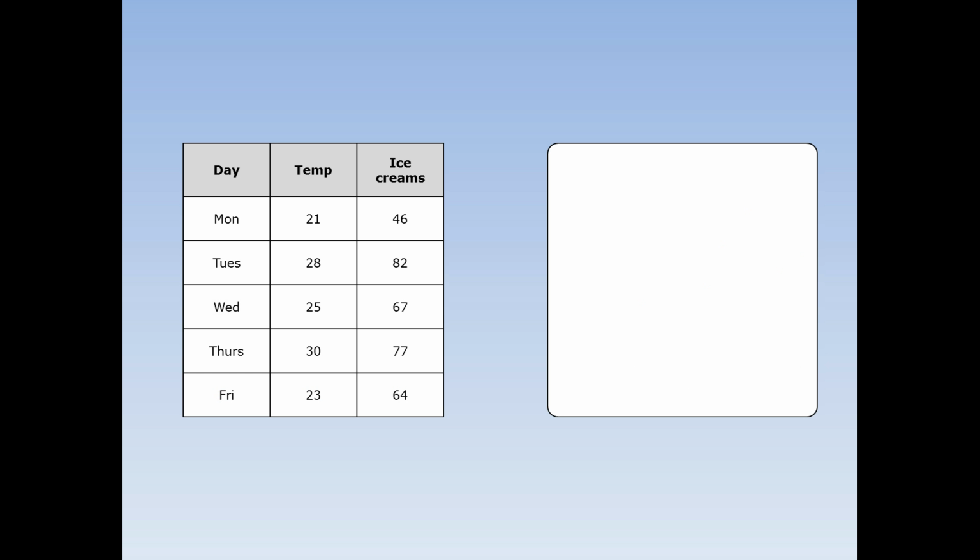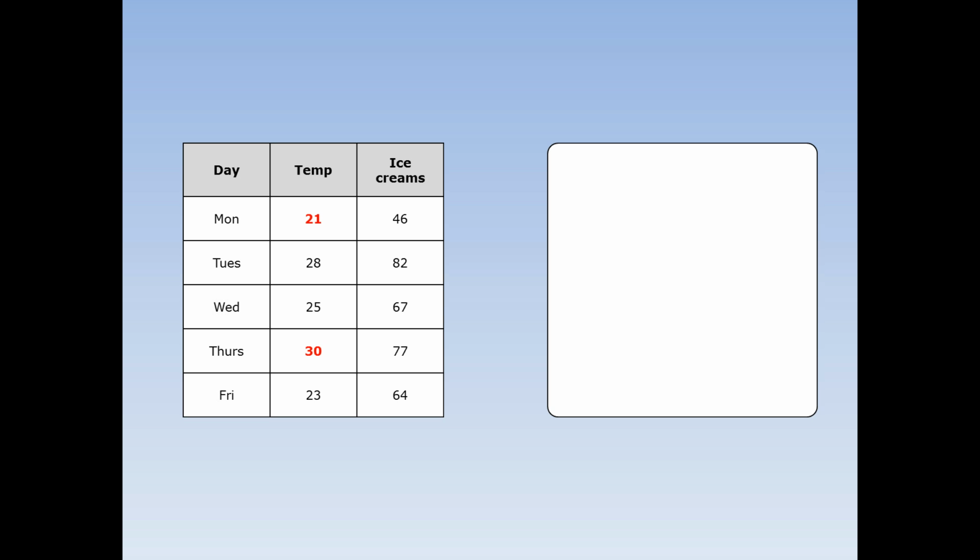Here is a table of results for my ice cream van on a week in the summer. I took 2 results for each day, the temperature that day and the number of ice creams I sold. Again, the first thing I need to do is draw the scales. So I need to look at the smallest and highest number for the temperature.